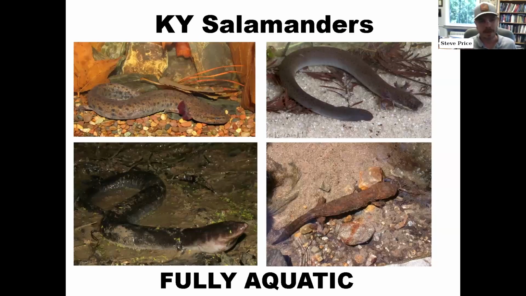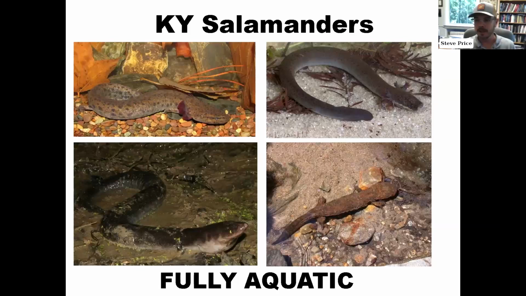So we can break our Kentucky salamanders up into 3 different groups. We have the first group, which are fully aquatic salamanders, meaning they're always found in streams or rivers or reservoirs in Kentucky, and they mostly stay in the water. And they mostly respire or obtain oxygen through their skin, okay?